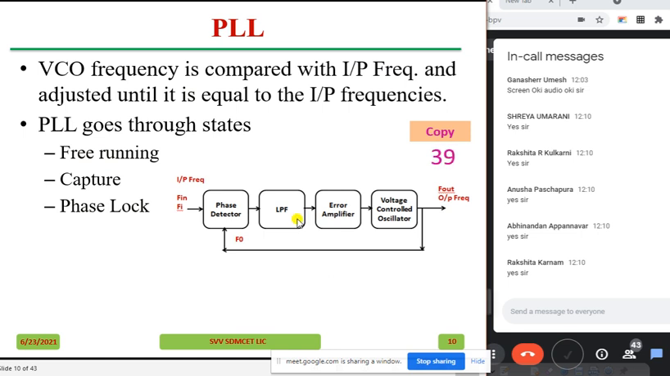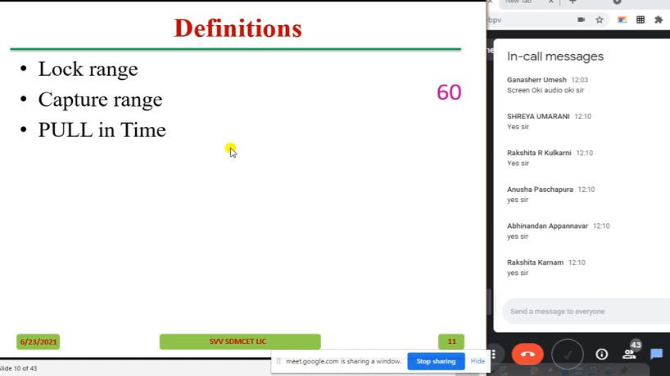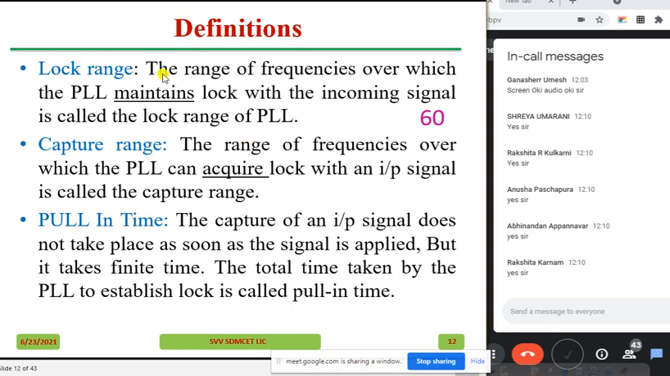Anyway, these two words are mentioned in the next slide. Try to read it and understand: lock range, capture range, pull in time. The meaning of lock range is given here. Read it twice. The range of frequencies over which the PLL maintains lock with the incoming signal is called the lock range. What is the capture range, sir? The range of frequencies over which the PLL acquires lock. Maintaining is different from acquiring lock. After acquiring, it will maintain.